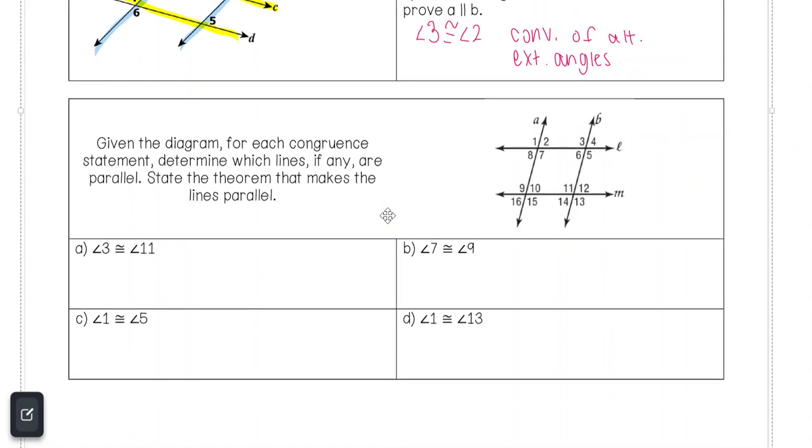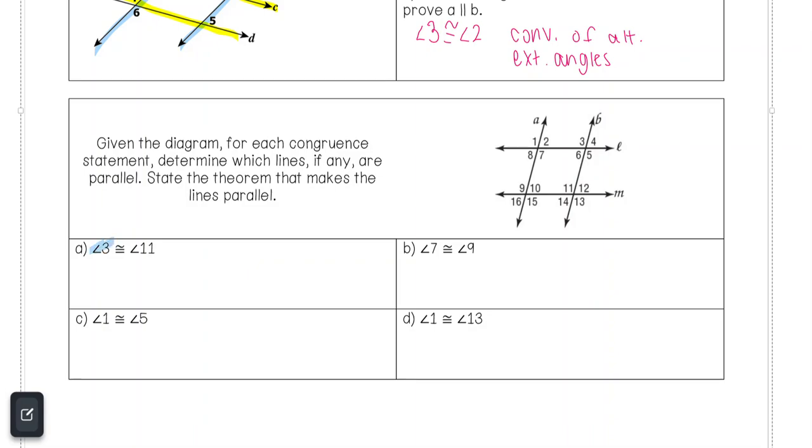So down below we're going to look at this new diagram where we have lines A, B, and L and M. And we're going to be given a congruent statement and then see if we can determine whether that makes the lines parallel or not. If they are parallel, then we're going to state which theorem makes them parallel.